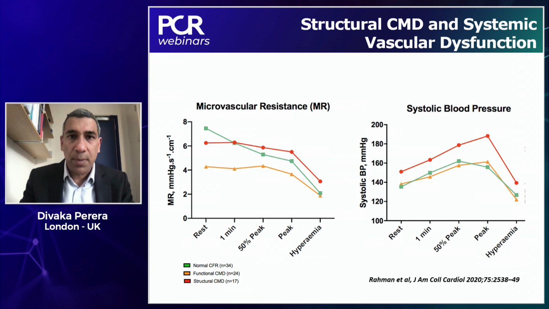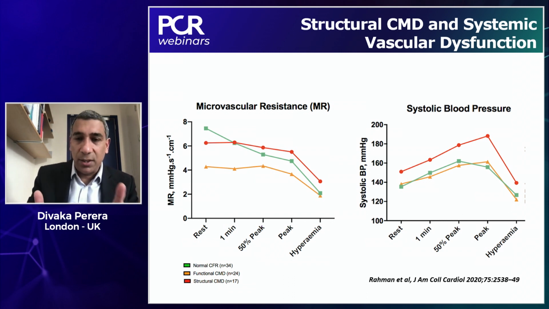And this was supine bicycle exercise while they were undergoing angiography via the radial artery, the microvascular resistance drops progressively to peak exercise. When you give a hyperemic agent, you see that drops even further. So there's a very nice dynamic range of microvascular resistance.